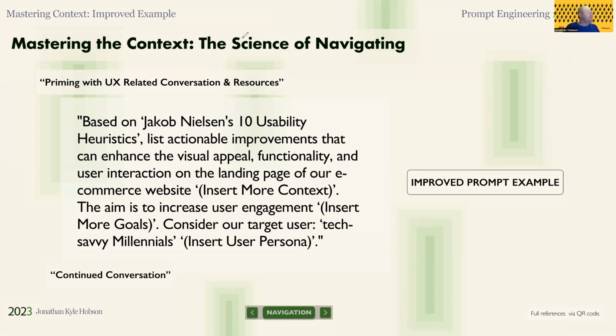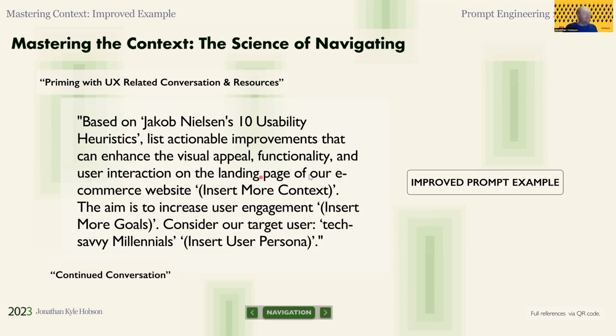We understand what improvements is. Improvements is the 10 usability heuristics. We now want to list actionable improvements, not just any old improvement. We also know we want enhanced visual appeal, functionality, and user interaction. Before that was unclear. Before there was no definition that we wanted improved user interaction, and so there was no understanding there.